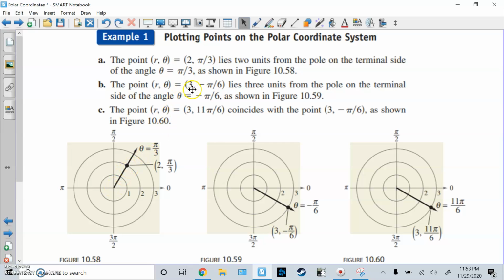Here's another one: 3, negative pi over 6. Y'all know negative pi over 6 means going backwards down here. So here's negative pi over 6. We're going 3 whole units from the origin, so this to this is a line segment of 3 units. Then 3, 11 pi over 6. From here we're going 11 pi over 6, all this, and then we're going 3 spots out. Notice these are the same thing.